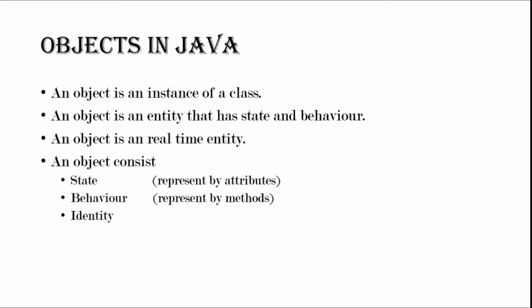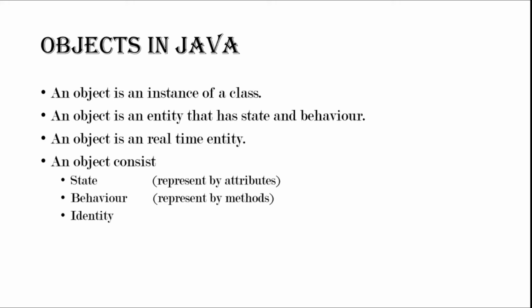Second is objects in Java. An object is an instance of a class. It is an entity that has state and behavior. An object is a real-time entity. It consists of state, which is represented by attributes, behavior, which is represented by methods, and identity. Each object has a unique ID which is used by the JVM to differentiate each object and is not visible to the external user.